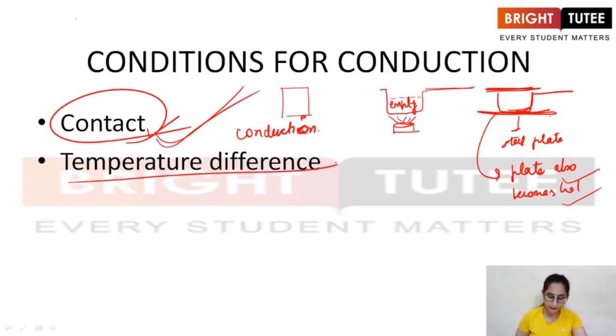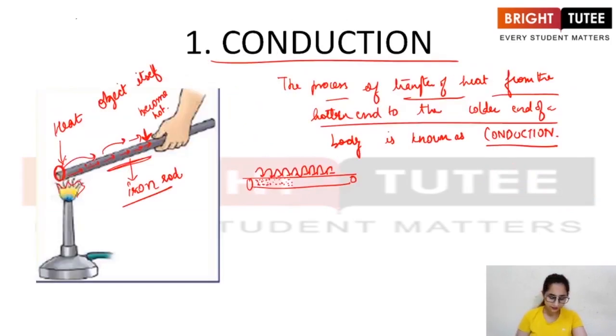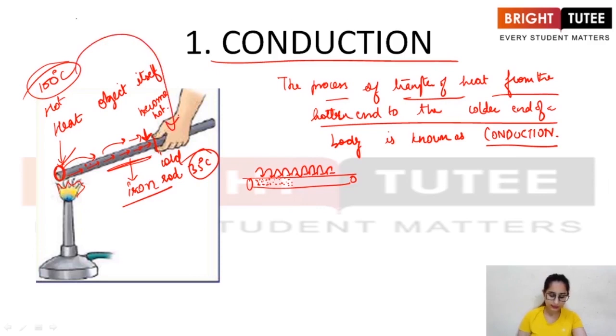Right? Now, temperature difference. There must be a temperature difference between the two bodies. As you saw in the first activity, the first end was hot earlier and this end was cold. Right? There was a temperature difference. For example, after heating, this end maybe came to 100 degrees Celsius, while this end is still at 35 degrees Celsius. Right? So due to this temperature difference, the heat traveled to this end.